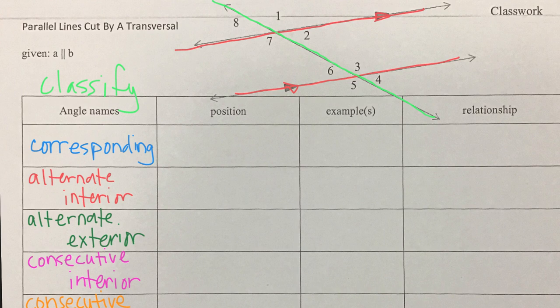Okay, so some corresponding angles. There are a whole bunch, but for example, angle 1 and angle 3 are corresponding angles. Angles 8 and 6 are corresponding angles. Okay. Also, angle 2 and angle 4 are corresponding angles.